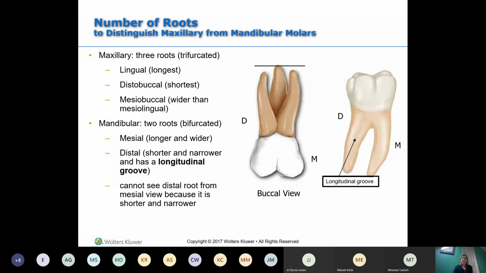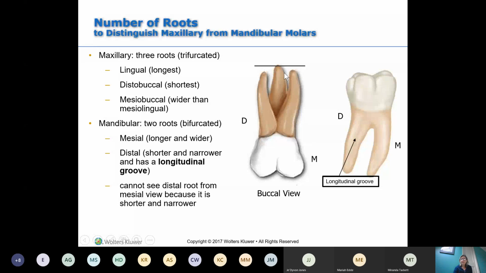So if you were looking at the root structure of these three roots, this one would be the longest. This one would be the shortest. This one would be in between. So the mesial buccal is slightly longer than the distal buccal, but it is shorter than the palatal.